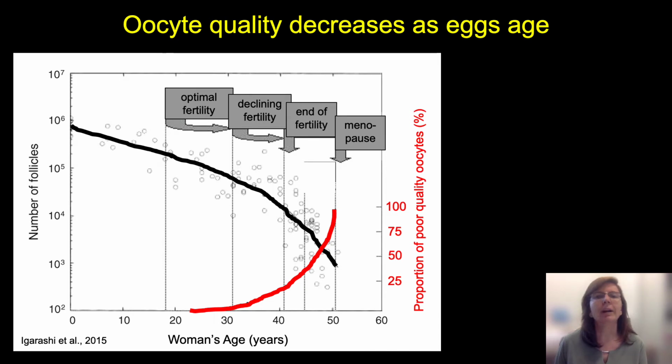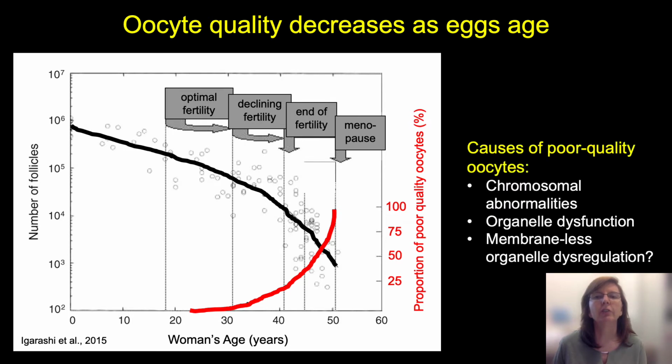So here I'm showing a graph of oocyte quality and quantity with a woman's age on the x-axis. We are all familiar with the drastic reduction in the number of follicles that occurs after a woman is born, as shown by the black line. In addition, the red line indicates the sharp increase in the proportion of low-quality oocytes that occurs starting in the third decade. Some of the qualities of decreased quality have been identified, such as chromosome abnormalities and organelle dysfunction.